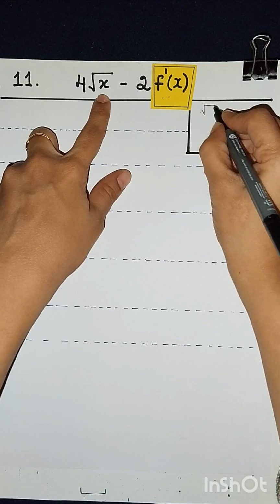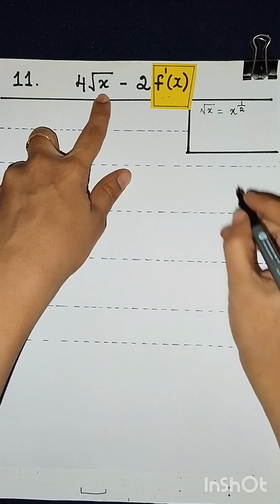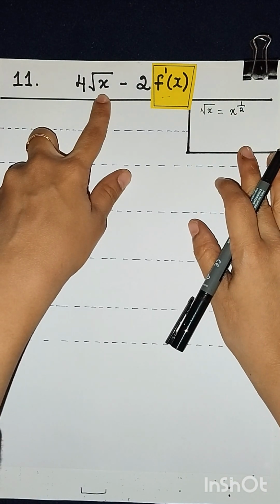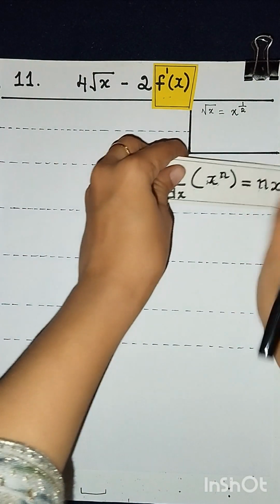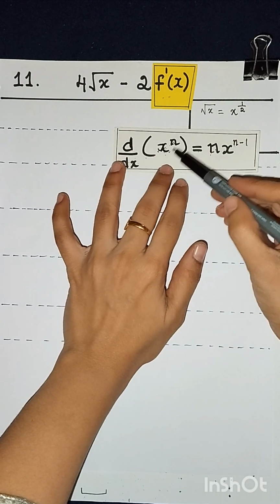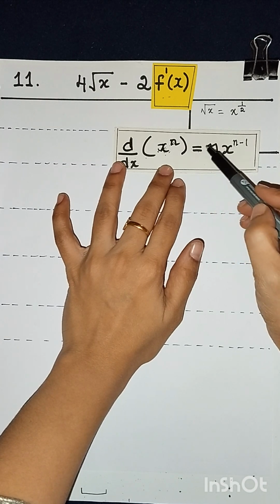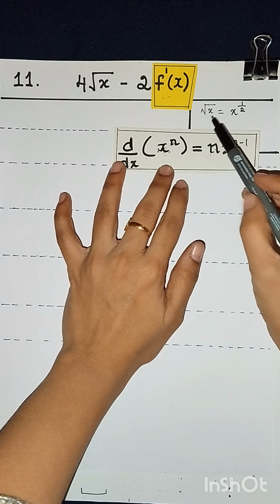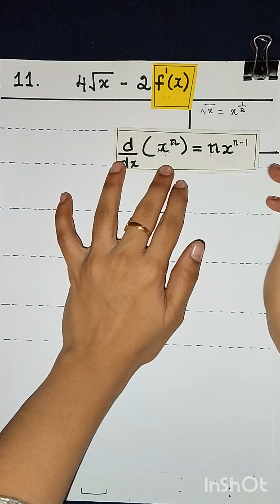Square root of x can also be written as x to the power 1 by 2, right? So x to the power of 1 by 2 is nothing but square root of x. So why we are writing in this form? Because we have the formula for d by dx of x power n, right? So now this is in the form of x to the power n. So now we can write n into x to the power n minus 1, right? So in the place of n we will be writing 1 by 2. So that is the reason why we are changing square root of x to the power 1 by 2.